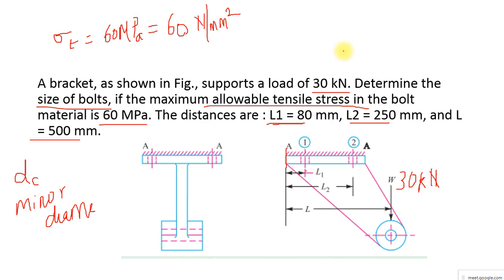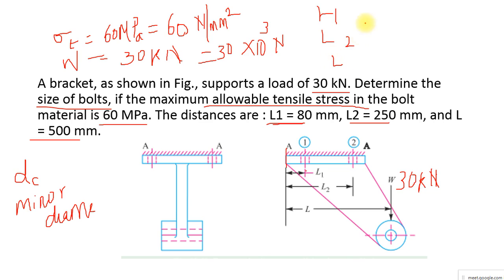Okay, so the given data: they have given W is equal to 30 kilonewton, which we can write as 30 into 10 to the power 3 Newton. Then they have given L1, L2 and L. L1 is 80 mm, L2 is equal to 250 mm and L is equal to 500 mm. So these are the data which have been given.